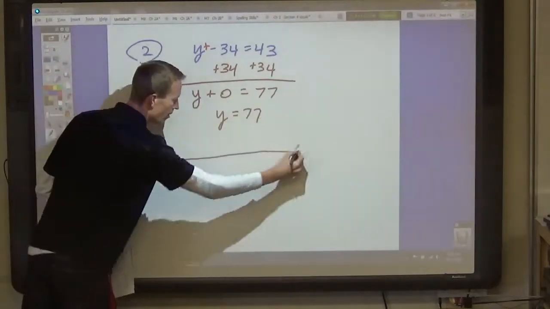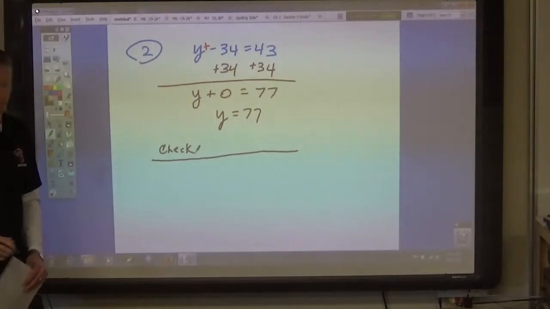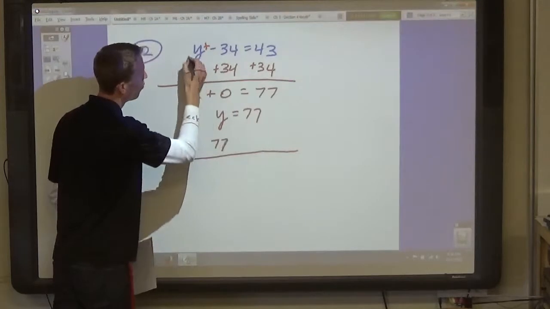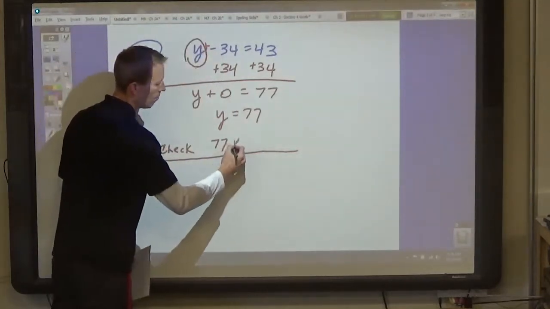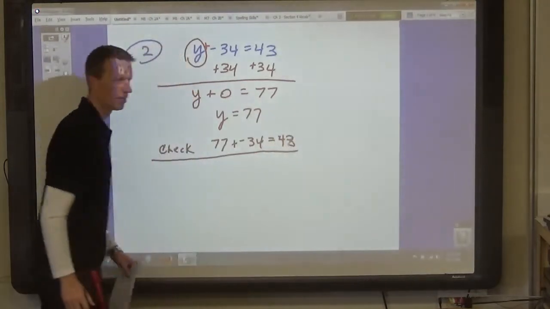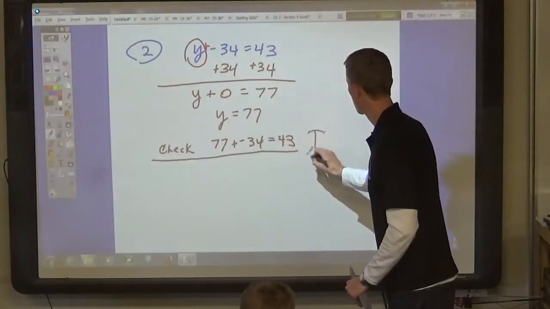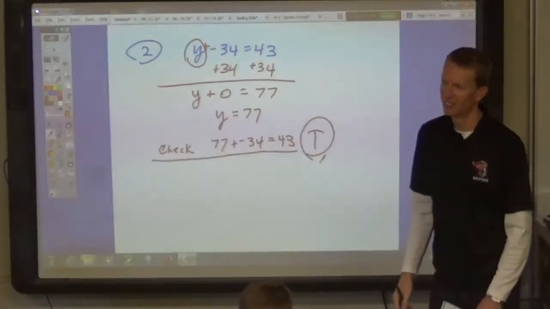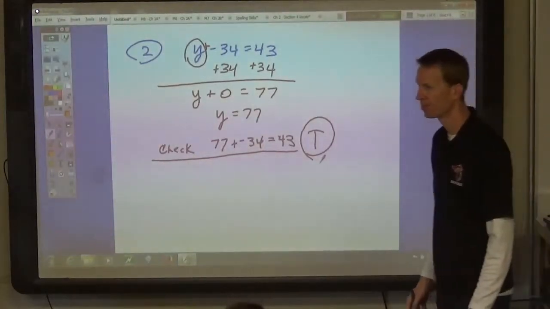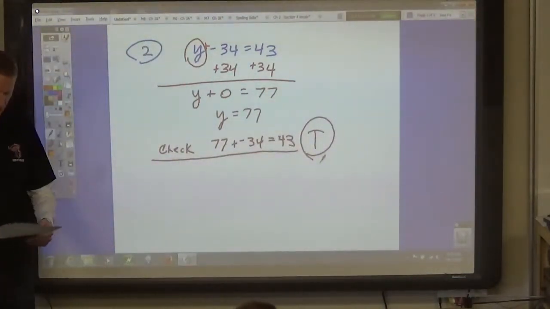Now, on the line right below it, write check. And then write 77 in place of y, plus negative 34 equals 43. Is that true? Yes. Write T for true and circle it. Any questions on how to do this?